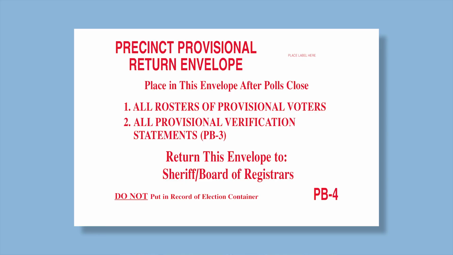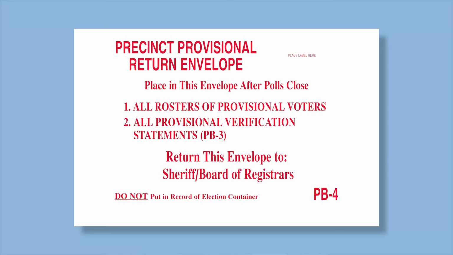Take all of your provisional roster books, open those up, place the words to the effect of zero ballots cast or no ballots, place that in the envelope PB4 to be returned to the sheriff, which must be handed off to the Board of Registrars by 12 noon the day following the election.